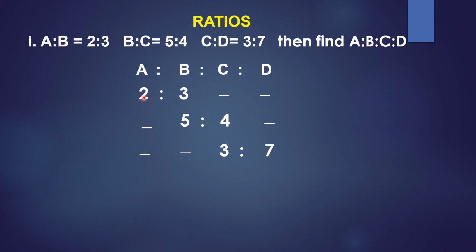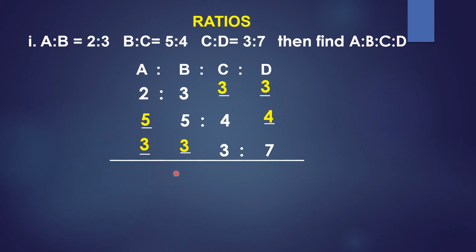Go to first A is to B here, 2 is to 3. After 3 there is a vacant place. So we will write the same number 3, and in the next dash also repeat the same number. Come to 5 is to 4. Before 5 there is one vacant place, so we will repeat the same number 5. After 4 also there is one vacant place, so write the same number. Now coming to 3 is to 7 here. Before 3 there are two vacant spaces, so write 3 two times.